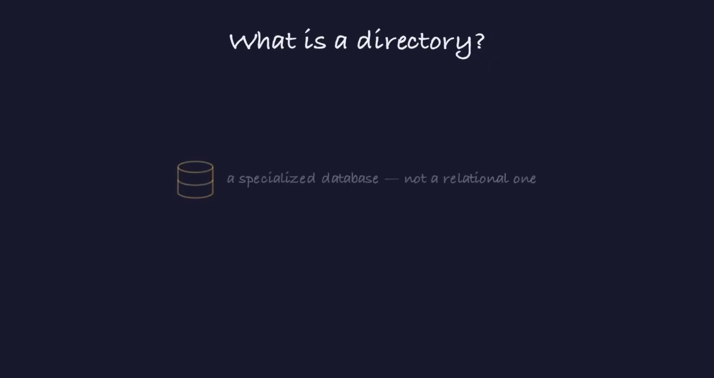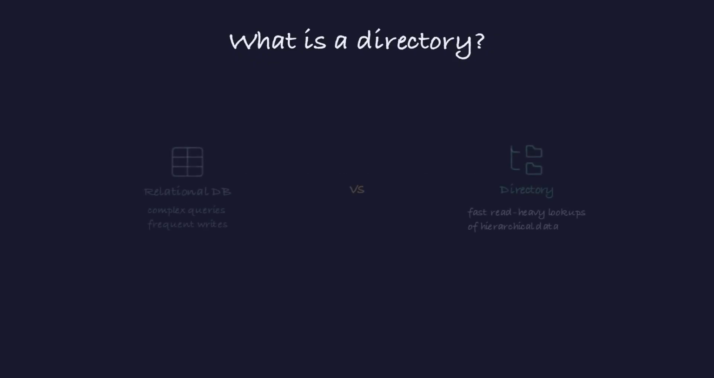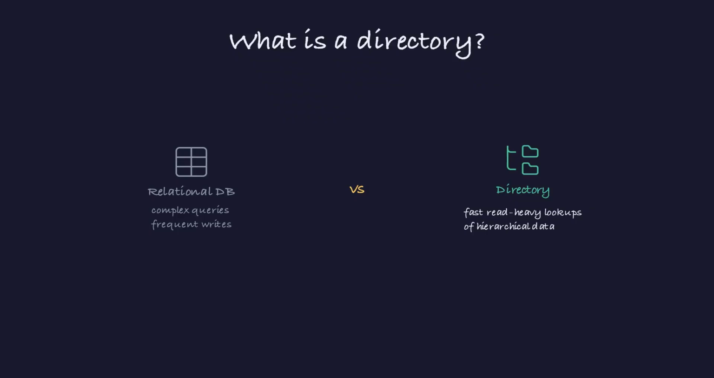First, what is a directory? It's a specialized database, but not a relational one. A relational database is built for complex queries and frequent writes. A directory is tuned for one job: fast, read-heavy lookups of hierarchical data.